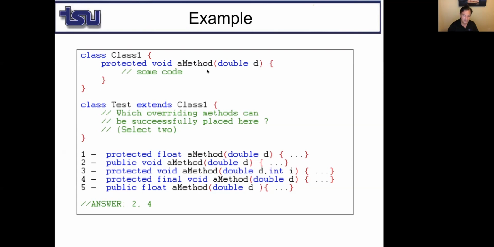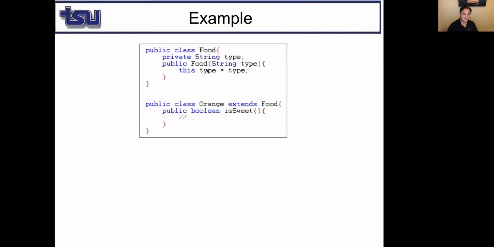How about this one? The same name, the same input argument, the same return type, the same access identifier. You can make it final in the overriding class. That's fine. A final method means that method cannot be further overridden. If there's another class that extends from test, that one cannot override the method. And 5 is not correct. Why? Because the return types are not the same. I'll talk about final methods anyway.